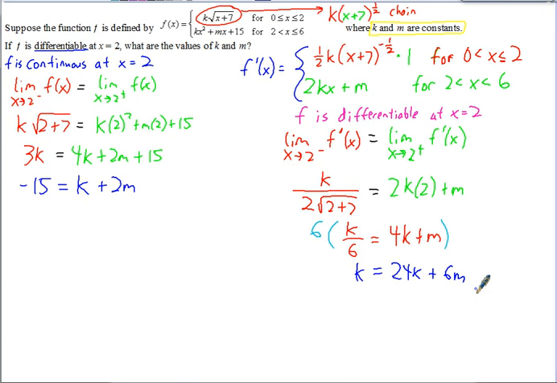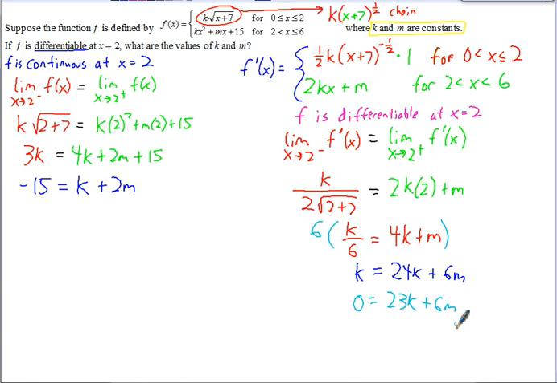And then you can subtract the 24k over or subtract the k over either way. Probably easier if we subtract the k over there. So if we subtract the k over, we get 0 equals 23k plus 6m. So now we have two equations, two variables, so we can use either substitution or elimination.